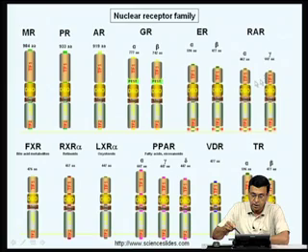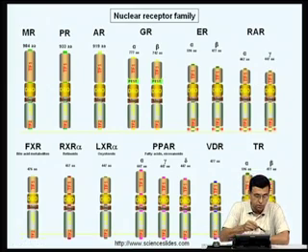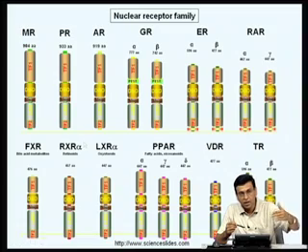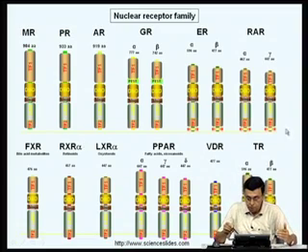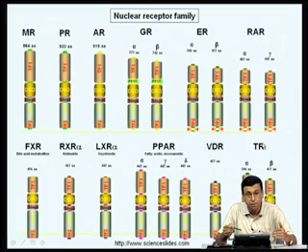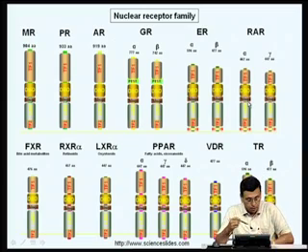The amino terminal domain is supposed to encode what is called a ligand independent transcription activation function, therefore it is called AF1, whereas the ligand binding domain encodes what is called a ligand dependent transcription activation function. In the next class we will discuss exactly how the ligand binding to the ligand binding domain results in the activation of transcription.